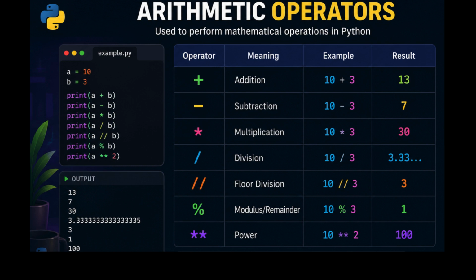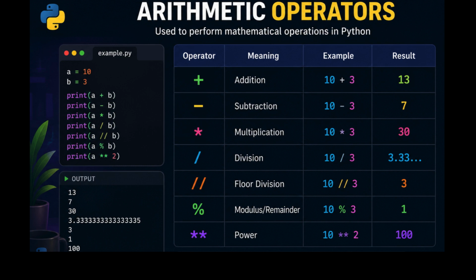Operators are special symbols or keywords that tell Python to perform an operation on values or variables. Here, the plus symbol is an operator. It tells Python to add A and B.